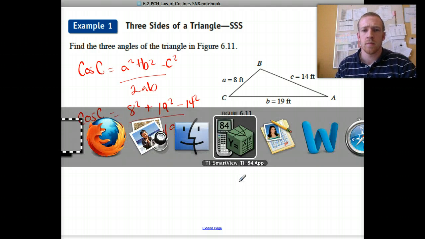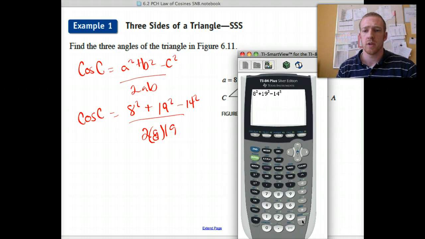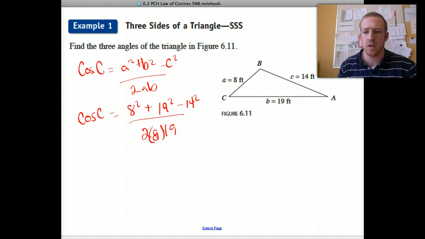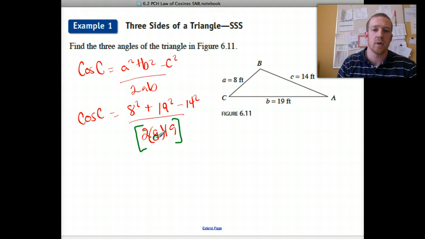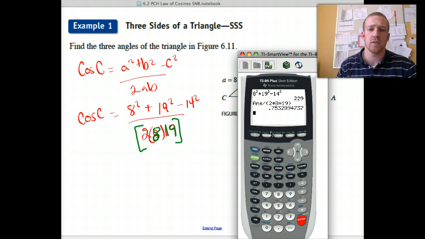So to plug that into your calculator, to do it right, what I would recommend is just crunching the top first and then dividing by. Now you need to put this in parentheses. This has to be in parentheses in your calculator. Otherwise what's going to happen is you're going to divide by 2, then multiply that answer by an 8 and a 19. You don't want to do that. You want to divide the whole thing by this whole quantity. So what we're going to do is divide by parentheses 2 times 8 times 19. Alright, and that gives us this.